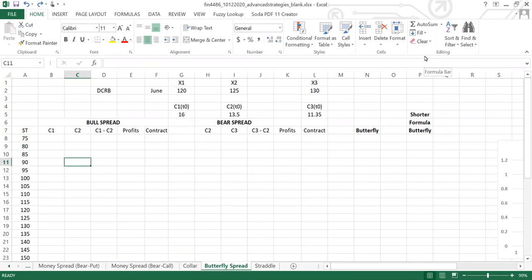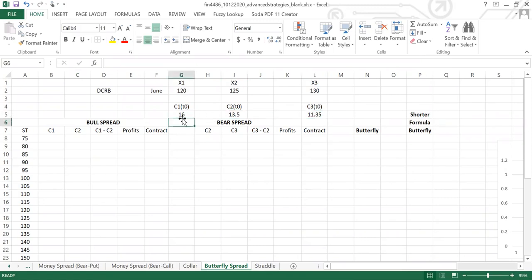The butterfly spread is a strategy that will likely give you profits if the stock doesn't move substantially. You will get three call options. You can build a butterfly spread with puts, but we're going to build it with call options here. And you're going to choose three call options with strike prices, right?